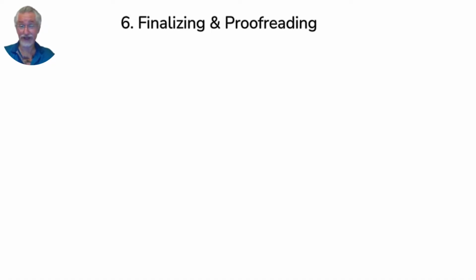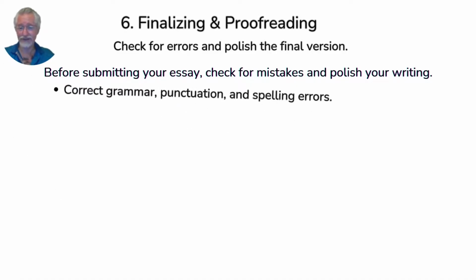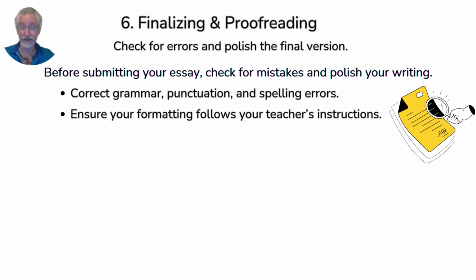Step 6 is finalizing and proofreading. This is where we check for errors and polish the final version. So before submitting your essay, you need to check for mistakes and polish your writing. Correct any grammar, punctuation, and spelling errors. Ensure your formatting follows the teacher's instructions.